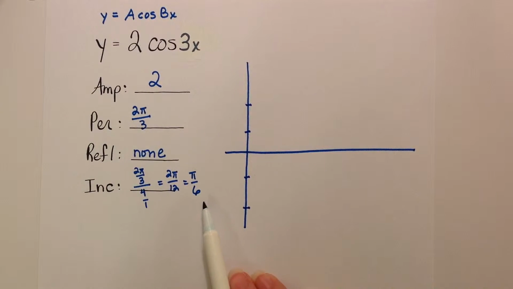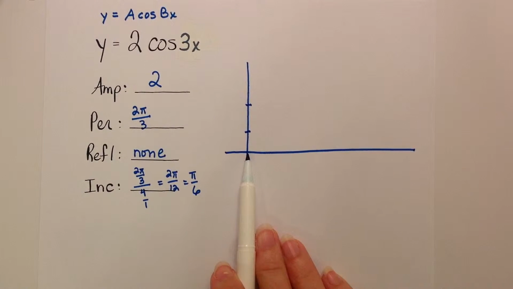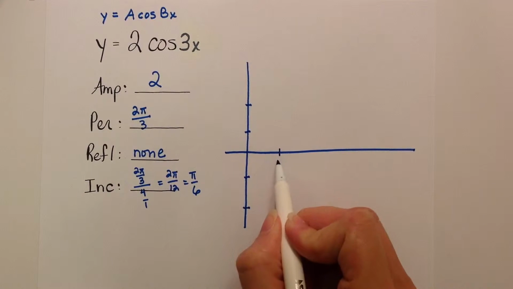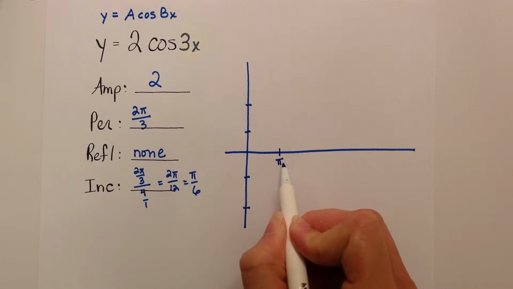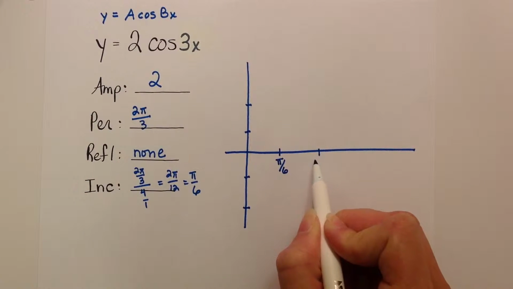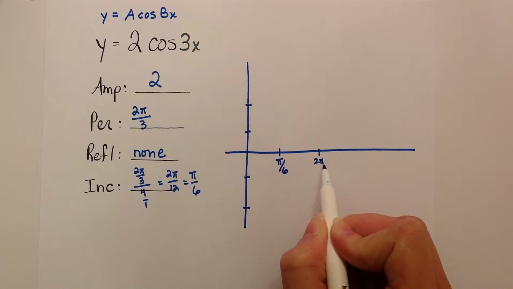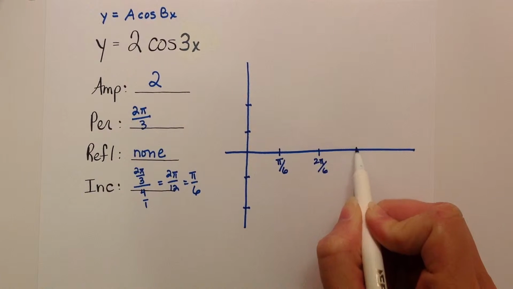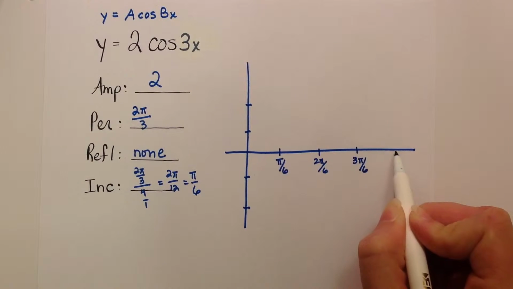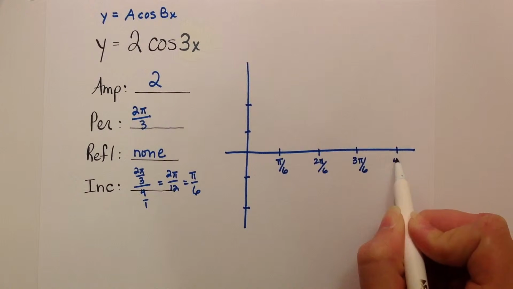Okay, this is where your increment is going to come in handy. Of course, you're starting at 0. Actually, 0 is your first increment. Then you're going to go a distance of pi over 6, and then you're going to go another pi over 6, and then another pi over 6. So you're just adding pi over 6 each time.